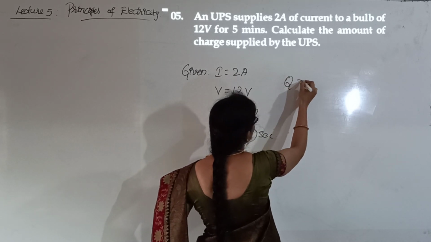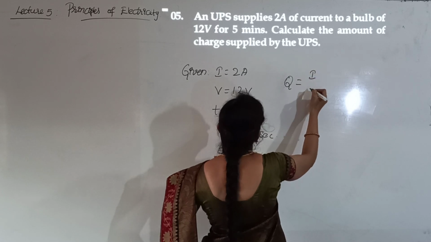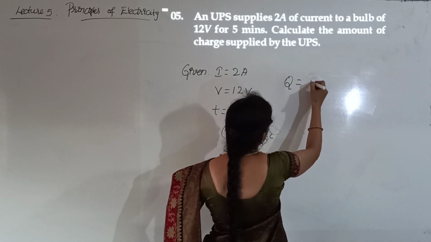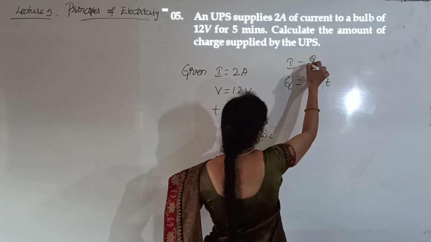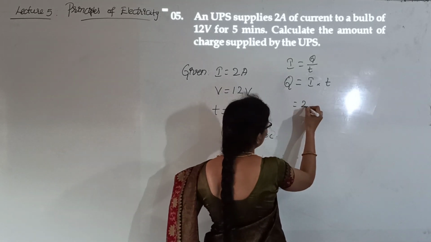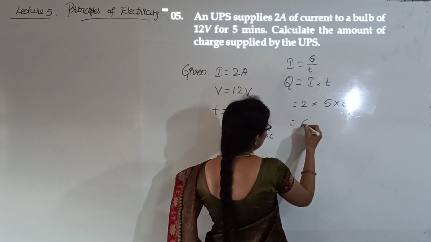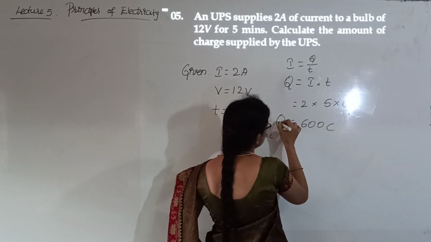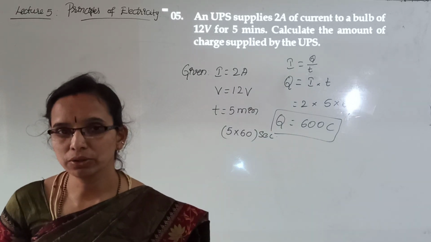You want to know Q. Q is equal to I into T. That is, we know that I is equal to Q by T. Therefore, Q is equal to I into T. I is given 2 amperes and T is 5 into 60. Then 600 coulombs of charge is supplied. Okay.